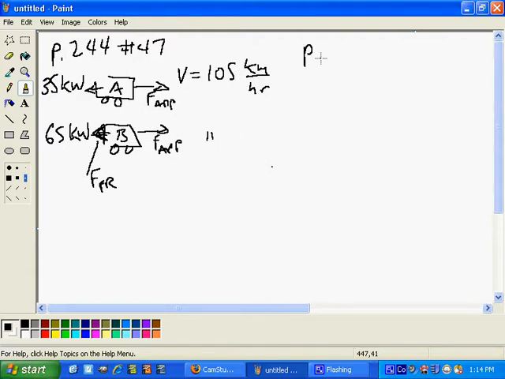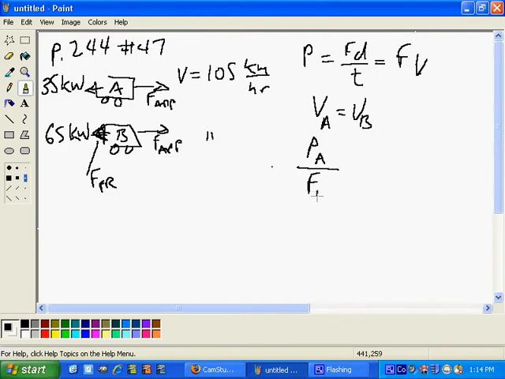Now, the equation for power is equal to work, which is force times distance, over time. This is also equal to force times velocity. So, therefore, if we were to calculate the velocities, they're the same. So, in other words, VA is equal to VB. That means that PA divided by FA is equal to PB divided by FB. Now, what's FA and FB? Those are the applied forces. So this, for example, would be FA, and that applied force would be FB.